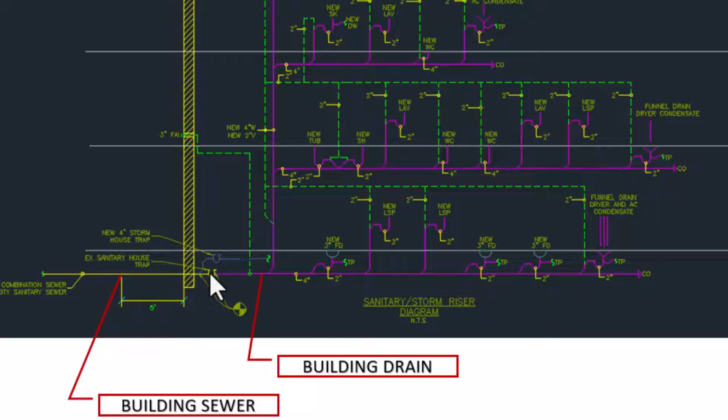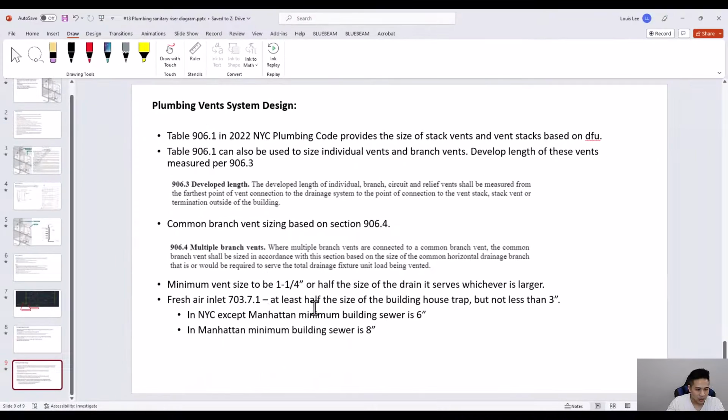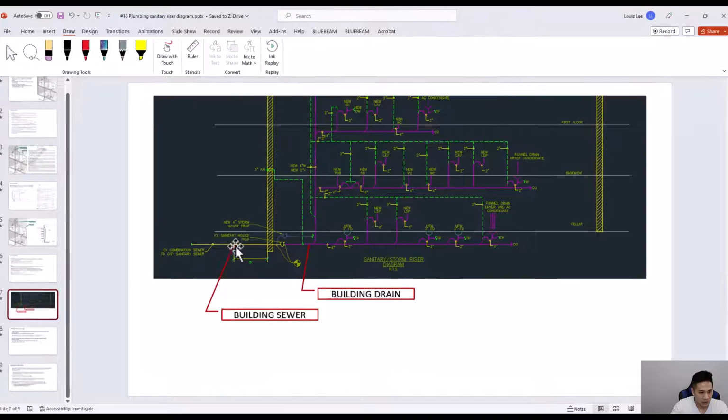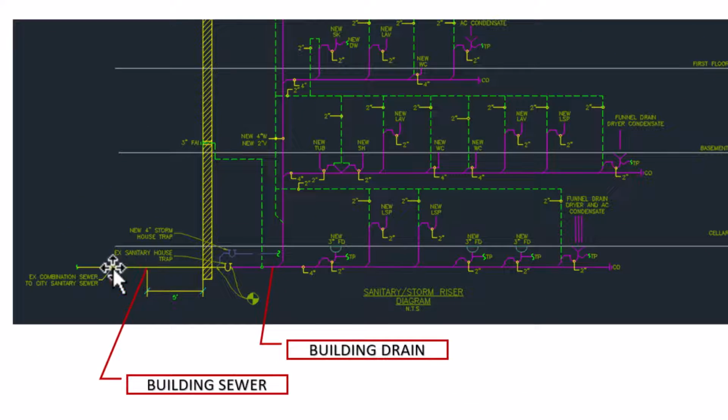So let's say this drain pipe was an 8-inch. The minimum would have to be half of that, so a 4-inch fresh air intake. And since it's greater than the 3-inch, we would use the 4-inch fresh air intake in that case. Now there's some requirements for the building sewer in New York City. So basically, the 5 boroughs of New York City, excluding Manhattan, would require a minimum building sewer of 6 inches. And in Manhattan, the minimum building sewer would be 8 inches. So that sewer would be this pipe right here.